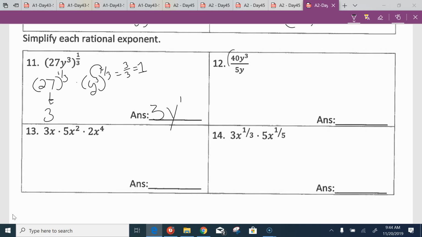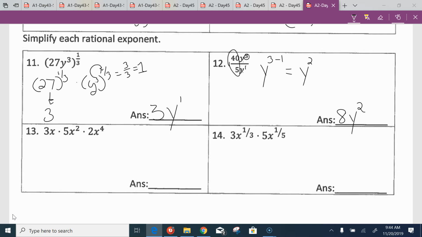Number 12, I first divide the coefficients. 40 divided by 5 is 8. That's just basic math. When you have the same base and different exponents, here a 3 and an invisible 1 there, you take your exponents and subtract the top exponent minus the bottom exponent. So I would have y to the 2nd power. So 8y squared is your final answer there.